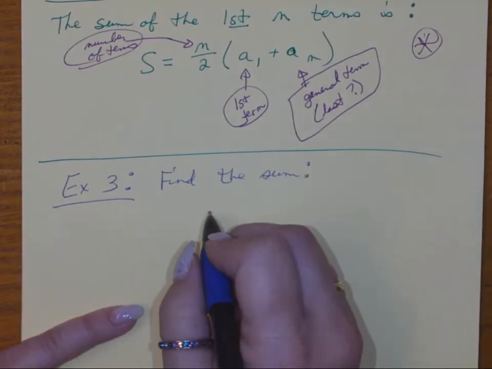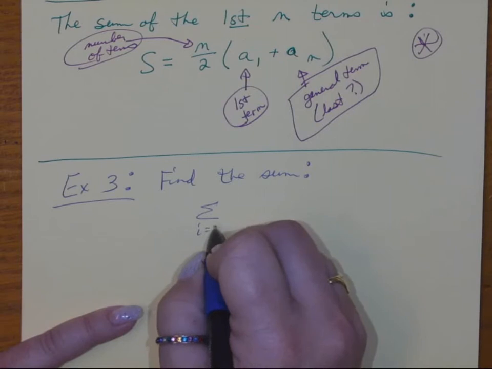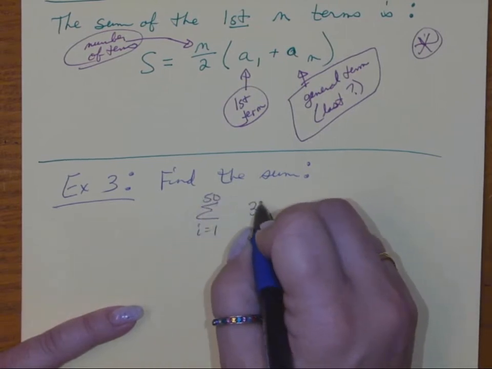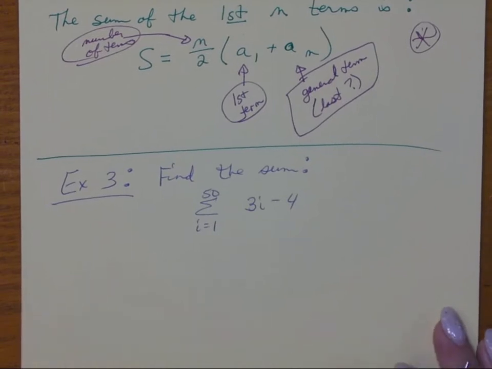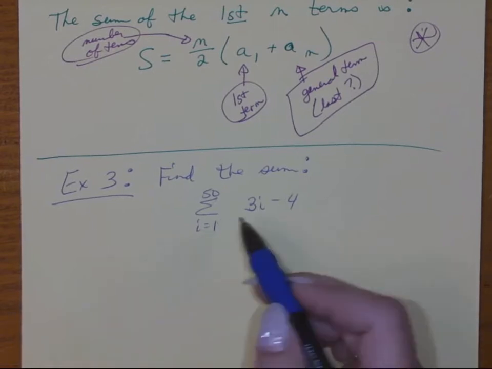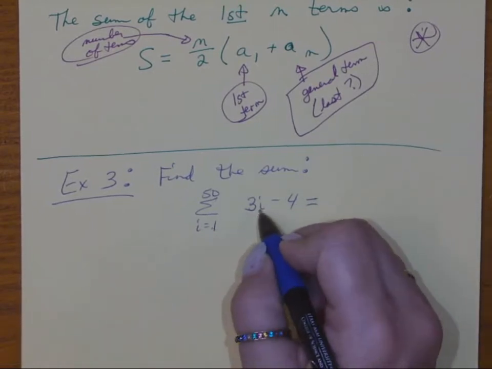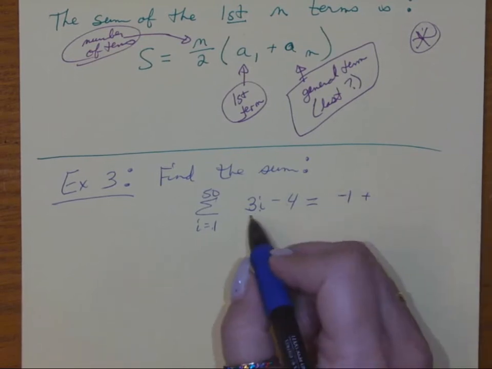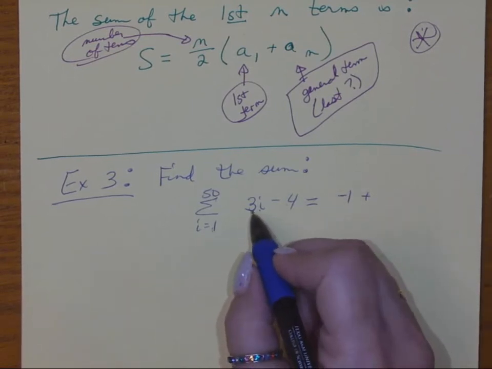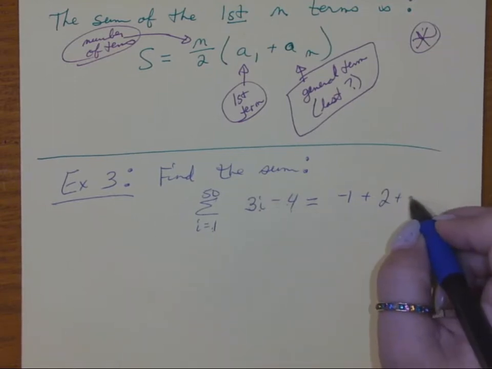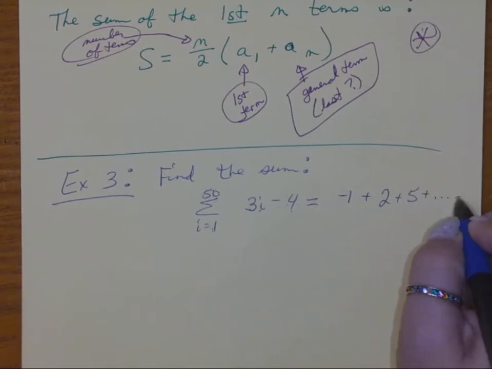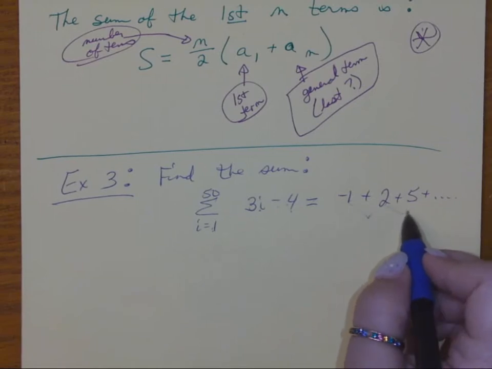And it'll say stuff like the sum from i equals 1 to 50 of 3i minus 4. Now clearly I don't want to add up 50 terms of this thing if I don't have to. So I'm just like, hey, let's go in and check. If I had the first term, it would be 3 minus 4, which is negative 1. If I had the second term, it would be 2 times 3 is 6, minus 4 is 2. If I had the third term, it would be 3 times 3 is 9, minus 4 is 5, and so on and so forth. And we can see there's a plus 3 going on in here.